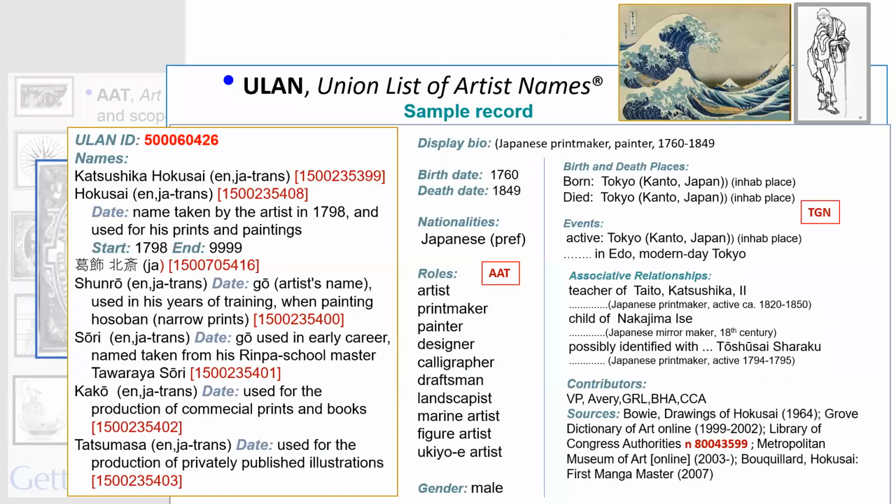And here's what a full record might look like, where you have the ID for the record for Hokusai, in this case, as well as for each name of Hokusai. There might be dates for these names when the artists use these names. In the center, you have some biographical information, some dates, nationality, links to the AAT through the roles, printmaker, calligrapher, etc. On the right-hand side, we have places linked to TGN, associative relationships, and at the very bottom, an event there where he was active. And then at the very bottom, contributors to the record and the names, as well as sources and co-references here to the Library of Congress record for Hokusai.